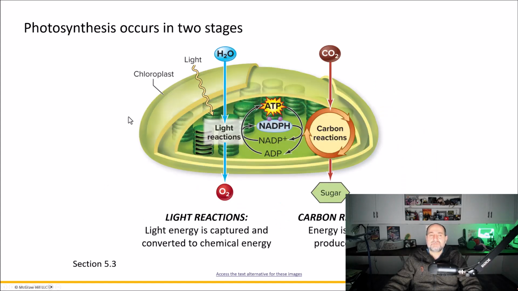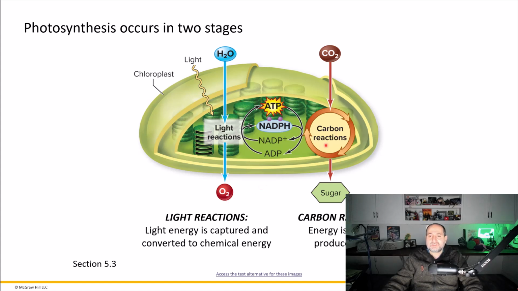So this is what you definitely need to know: during the light reactions on the left, the reactants are water and light, sunlight. And you definitely need to know the three products of the light reactions: ATP, NADPH, and oxygen. Those are the three products of the light reactions.